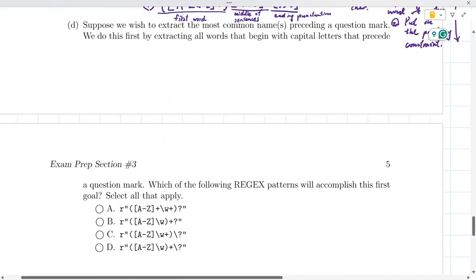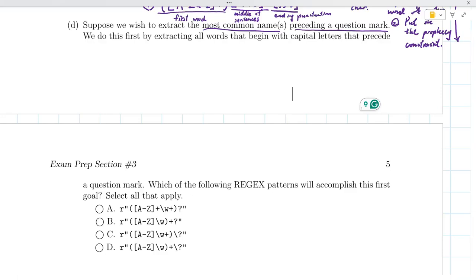Okay, last part. Suppose we wish to extract the most common names preceding a question mark. How do we build a pattern for that? First of all, sorry, never mind. The question already hints at it. We do this first by extracting all words that begin with a capital letter that precede a question mark. Let's assume that there are only alphabets in your name, or you could also have dashes. That's a trickier one.